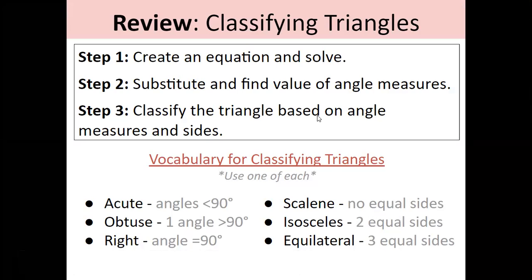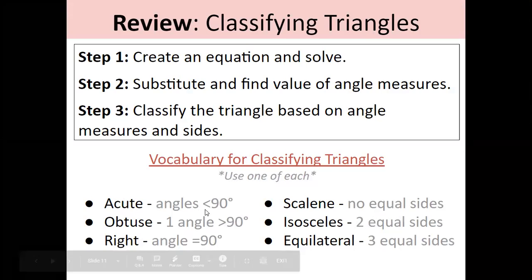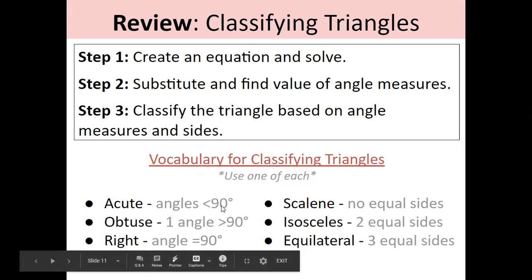Now, it's very important to be clear. These very first three words are about the angle measures, right? So if the angle is less than 90, it's acute. If there's one angle that is greater than 90, it's obtuse. And if there is one angle that's equal to 90, then it's right.